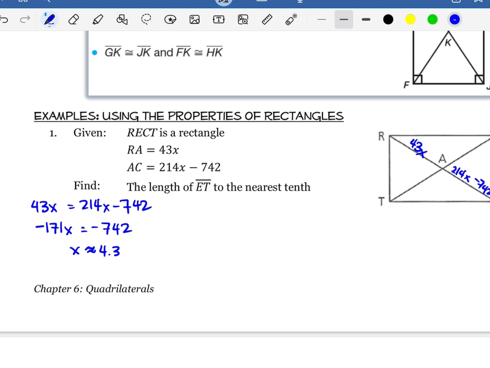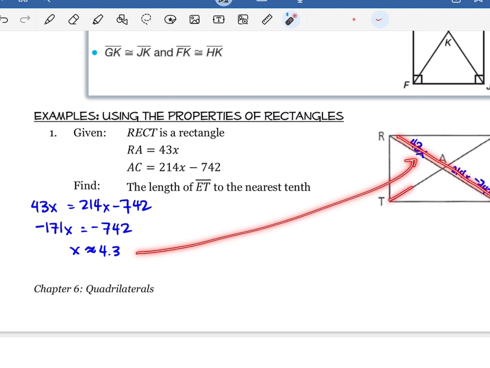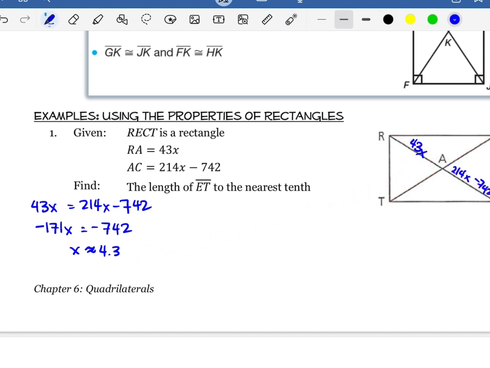So now that we've found out what x is, and we also know that this distance ET is going to be the same distance as RC, in that case, if we are able to plug in x into here and add them together, that will give us the distance of ET. Okay, so just to write this in equation form, you can make this as simple as you would like.